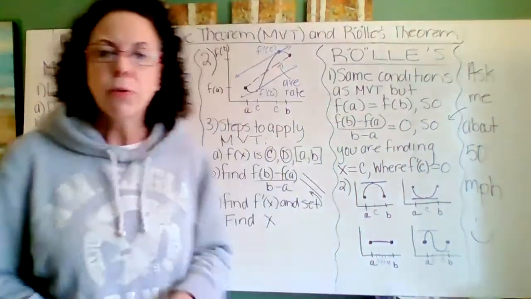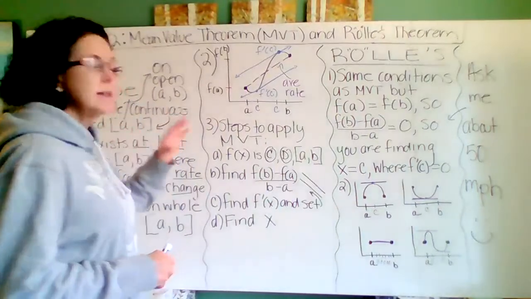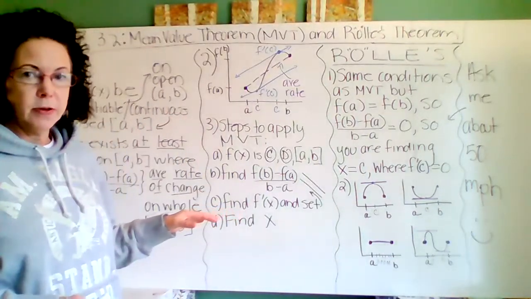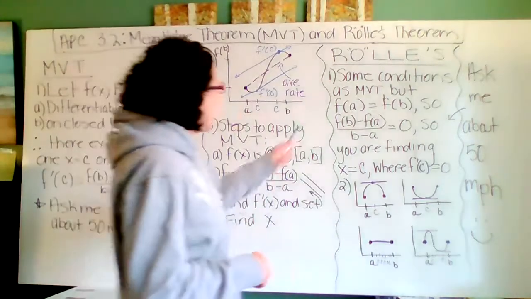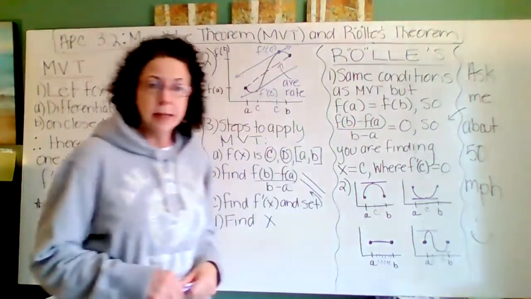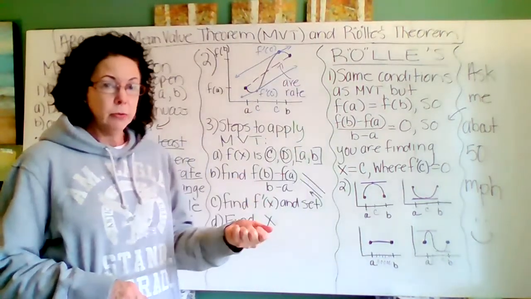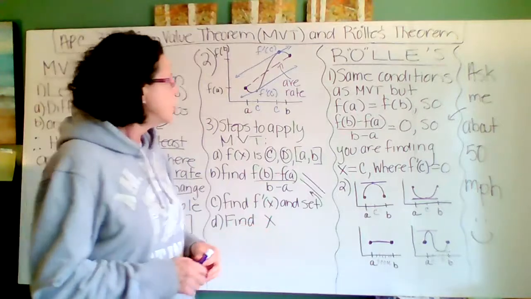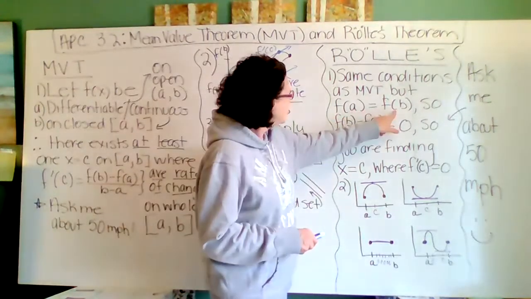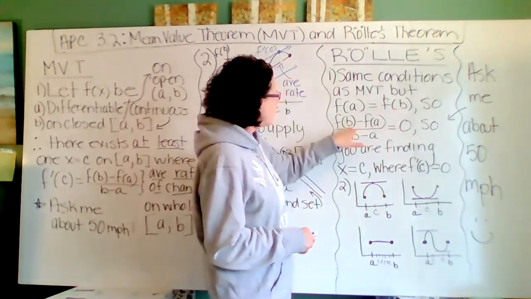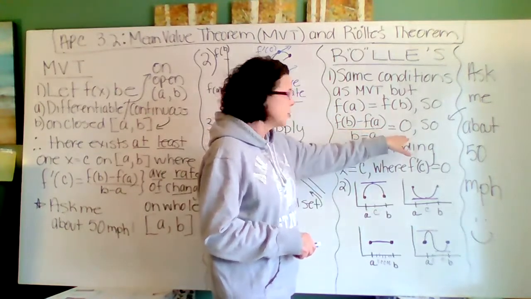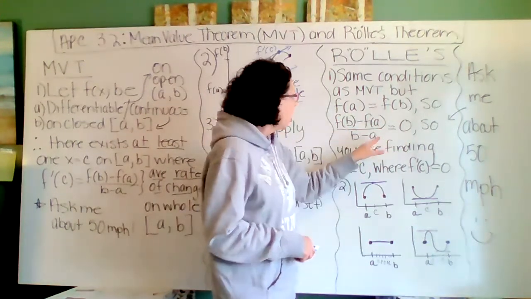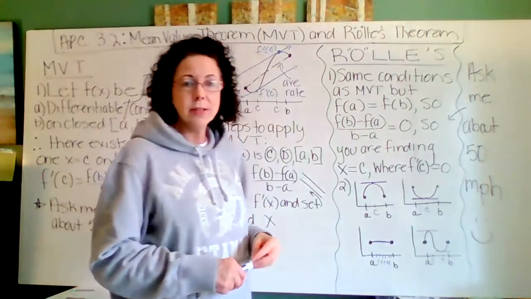Rolle's theorem. What Rolle's theorem says is it has all the same conditions as the mean value theorem, continuous and differentiable on a closed interval, but f of a equals f of b. Your starting value equals your ending value. So what happens there is when these two values equal each other, then of course f of b minus f of a, you have some value minus that value. Of course you're going to get a 0 in the numerator. Of course the average rate of change is 0.